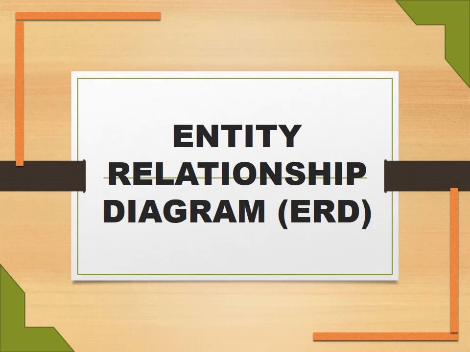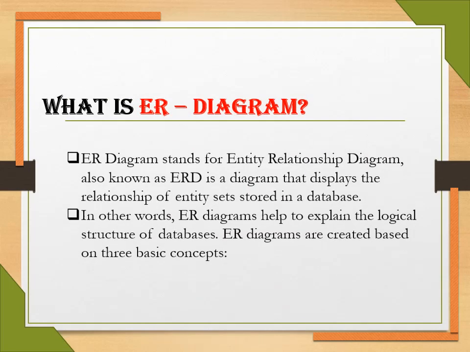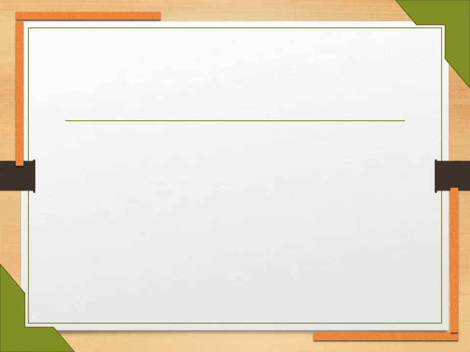Entity Relationship Diagram. ER diagram stands for Entity Relationship Diagram, also known as ERD diagram, that displays the relationship of entity sets stored in a database. In other words, ER diagrams help to explain the logical structure of a database. ER diagrams are created based on three concepts: first, entities, second, relationship, and third, diagram.